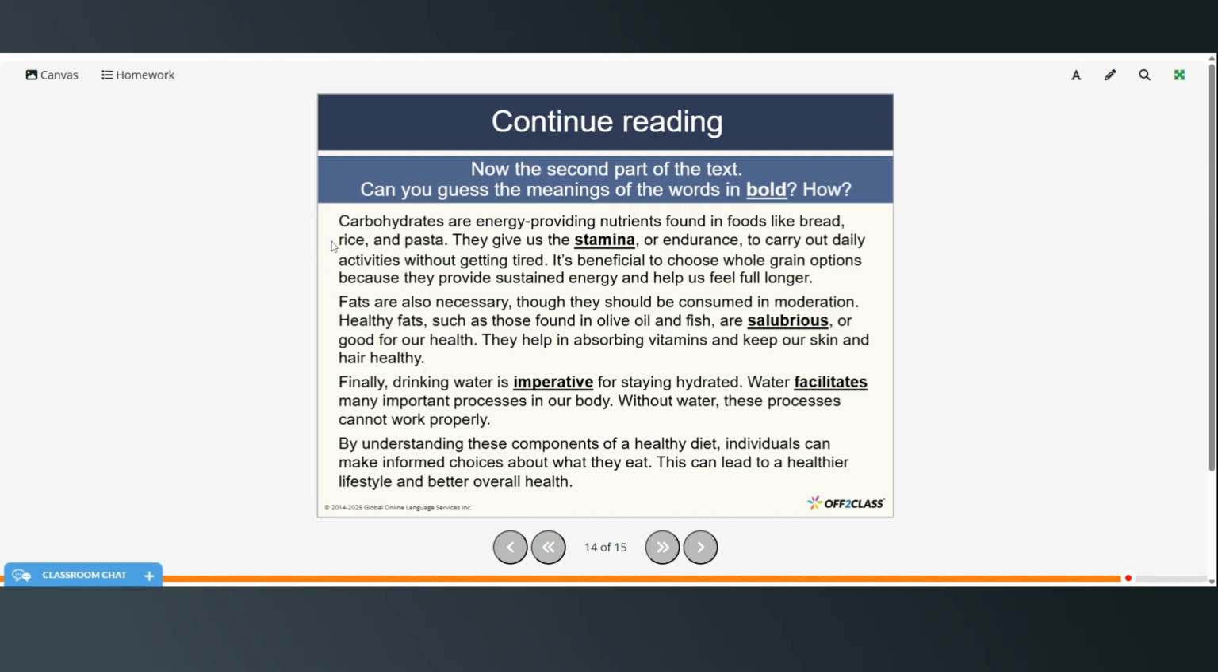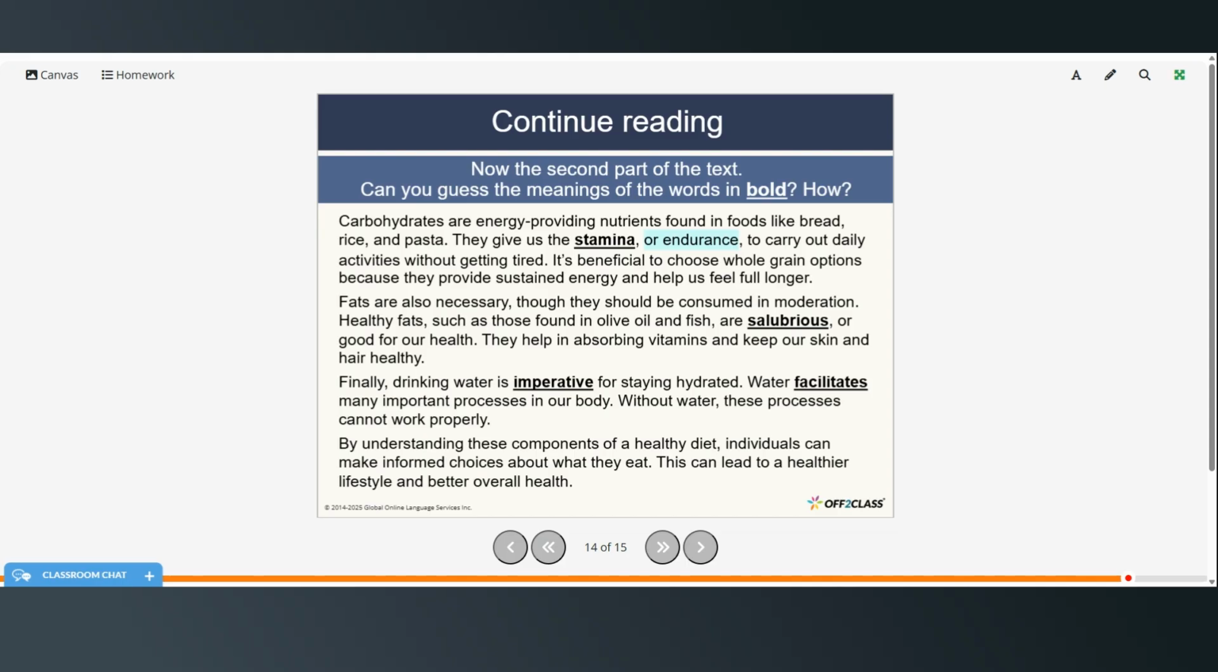Okay, carbohydrates are energy-providing nutrients found in foods like bread, rice, and pasta. They give us the stamina or endurance to carry out daily activities without getting tired. Well, here we're using the synonym. So endurance is the synonym for stamina. They have roughly the same meaning.